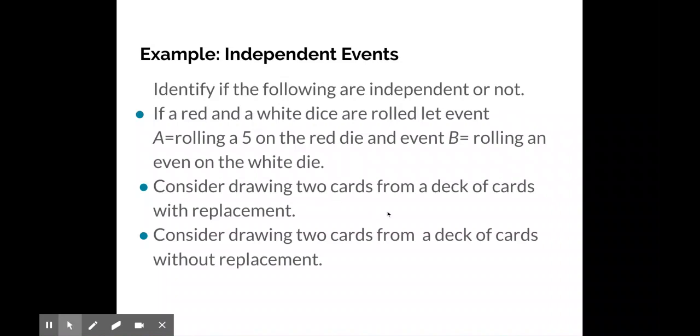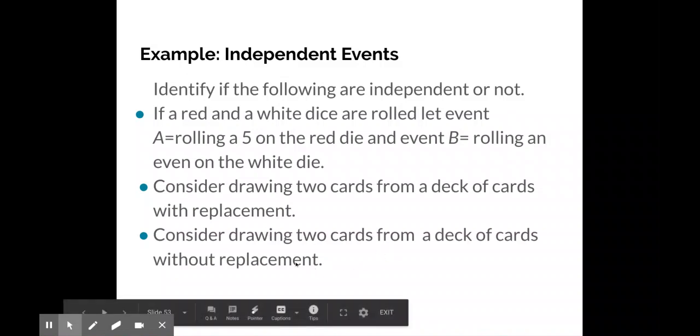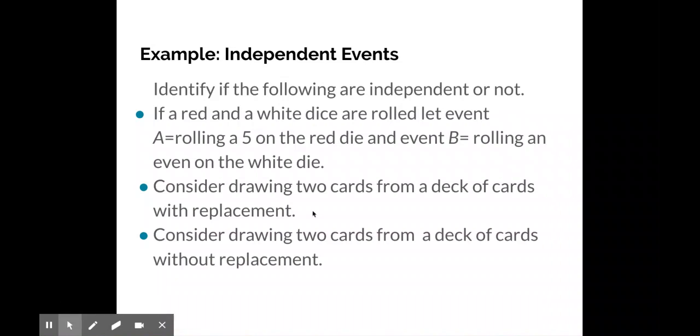The next one, consider drawing two cards from a deck of cards with replacement. And the last one, drawing two cards without replacement. The difference here is with or without replacement. With replacement means I randomly pull one card out, look at what it is, write it down or commit it to memory, and then put it back into the deck. Then I randomly draw another card. If we have replacement, then those two events are independent, because we are putting the card back, restoring the original state of things. It creates an independent situation.